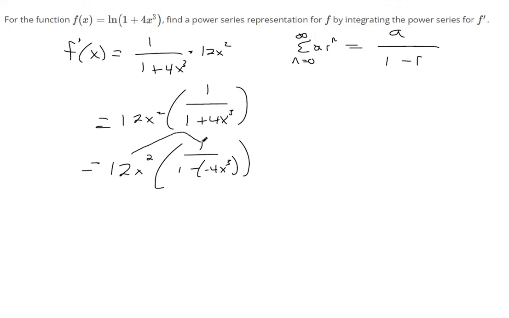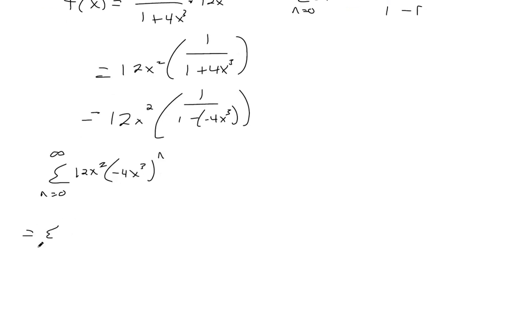I guess we could have left that up top. So that would be our a, 12x squared. And then our r is negative 4x to the third. So if you plug that into this series representation, the sum from n equals 0 to infinity, our a is 12x squared, the r is negative 4x to the third, and then that's the n power. Just remember, if you have a negative in here, the convention is to rewrite it like this.